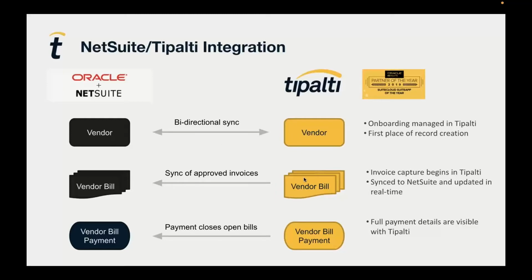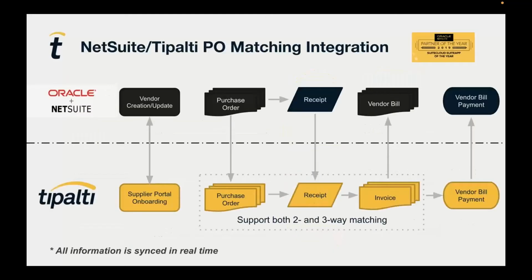Vendor bills, we acquire the vendor bills within Tipalti, but then we push those vendor bills after approval into NetSuite to ensure that all of your accounts are up to date. And then when payments are made within Tipalti, as soon as those payments are made, they close the supplier invoices within NetSuite. When POs are involved, the only difference is that we acquire the PO information and the receipt information from NetSuite, and we do the matching within Tipalti against the actual invoices that come in. So that's the two-way and three-way match.